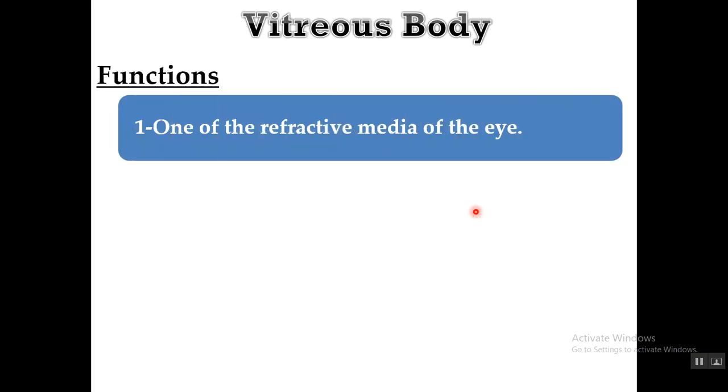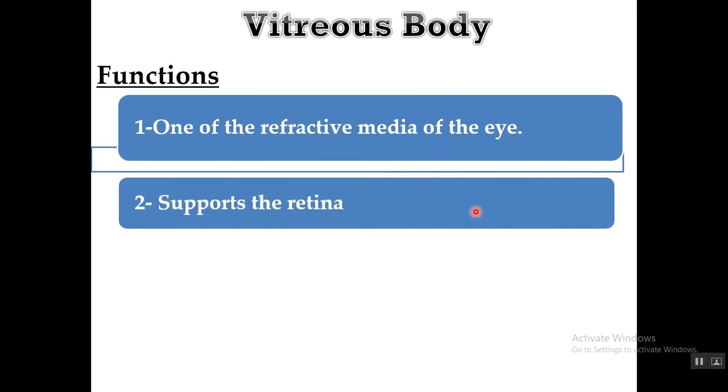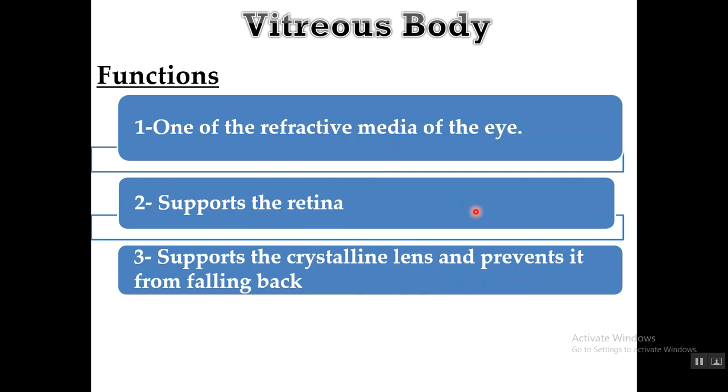This is the vitreous body. What about the function of the vitreous body? Number one, it is a refractive medium. Number two, it supports the retina in its position. And finally, it supports the lens and prevents its falling back.